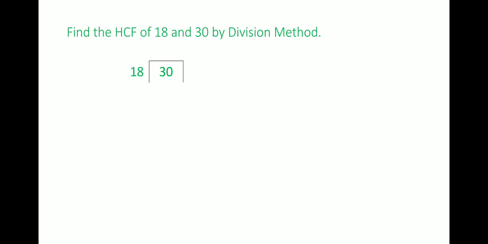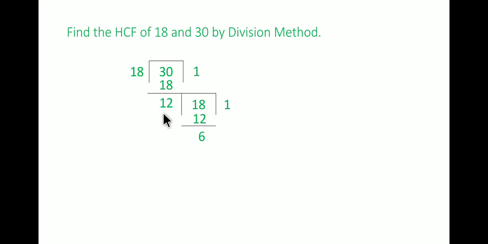So here 30 gets divided by 18. So 18 will divide 30 one times. 18 into 1 is equal to 18. So 30 minus 18 gives us 12. Now this 12 is going to divide this 18 again out here. So when 18 is divided by 12, you'll get 12 times 1 is equal to 12. So 18 minus 12, when you subtract, you'll get 6.